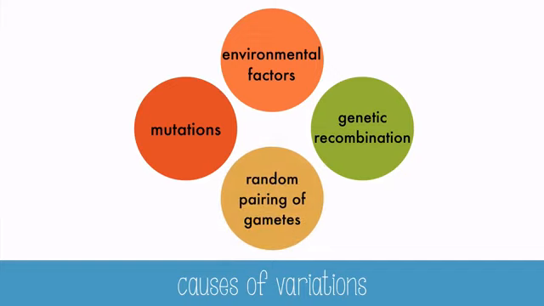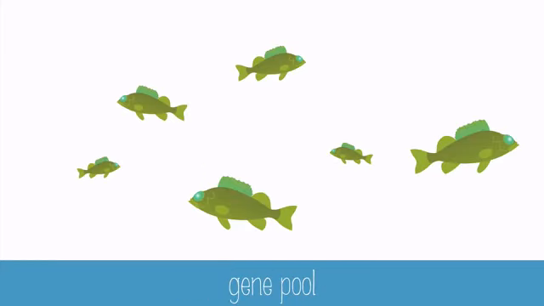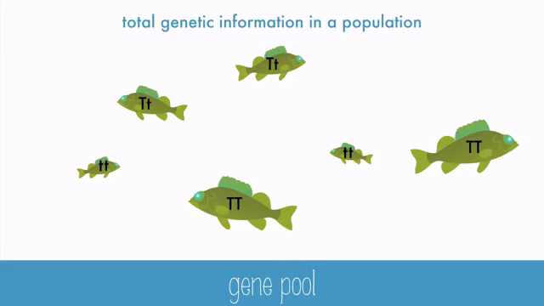Which sperm and which egg will pair up? It's random. All of these variations in a population will make up the gene pool. It's not a pool like a swimming pool. It's the total genetic information in a population. All of the alleles in that population make up the gene pool. Each population of a species will have some differences in their gene pool, which can make a difference in how they evolve and adapt in their environments.